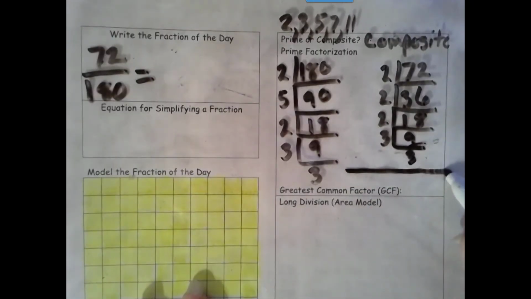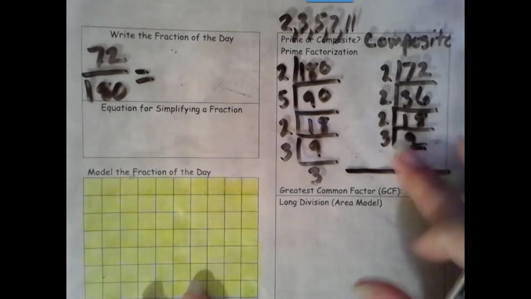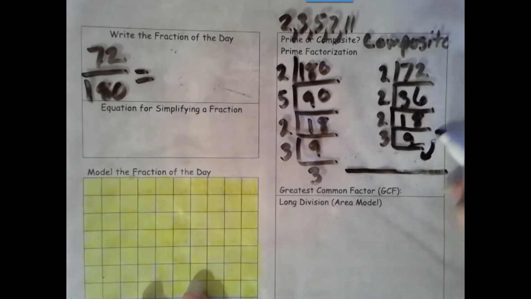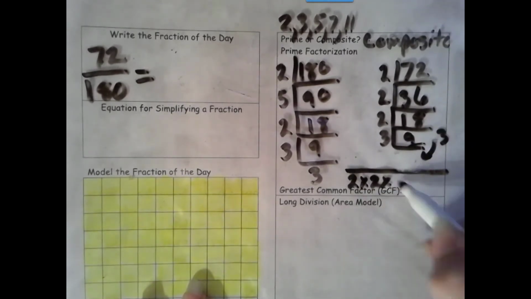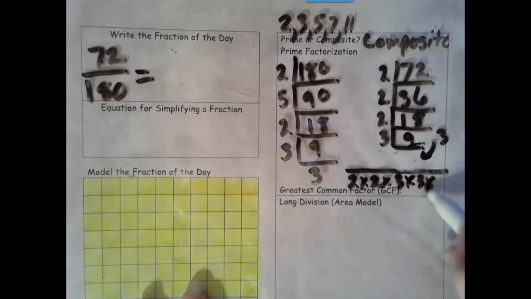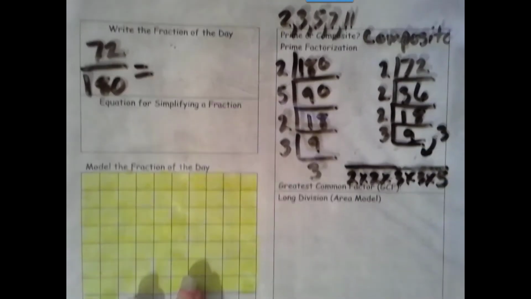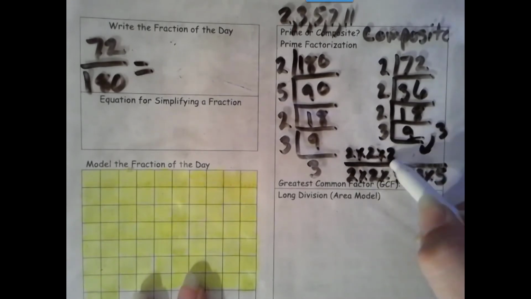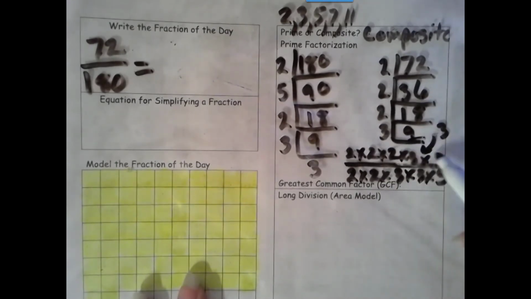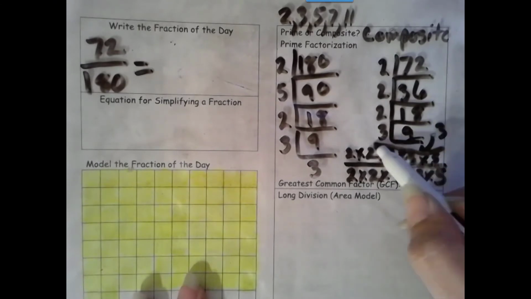Okay, let's get down our prime factorization. This 3 is in the way, so I'm going to move it over here for right now. So I have 2 times 2 times 3 times 3 times 5 in the denominator. 2 times 2 times 2 times 3 times 3 in the numerator.